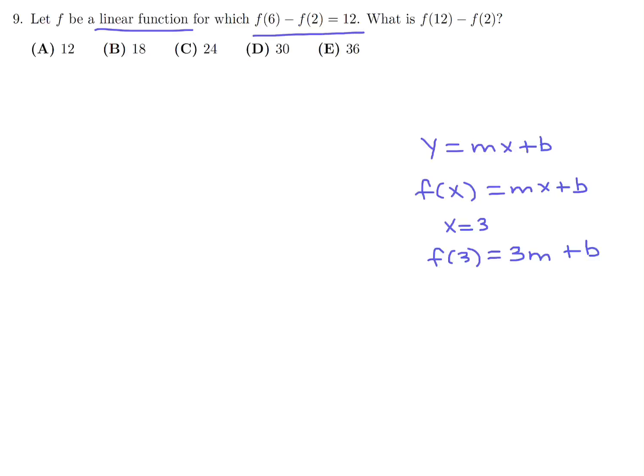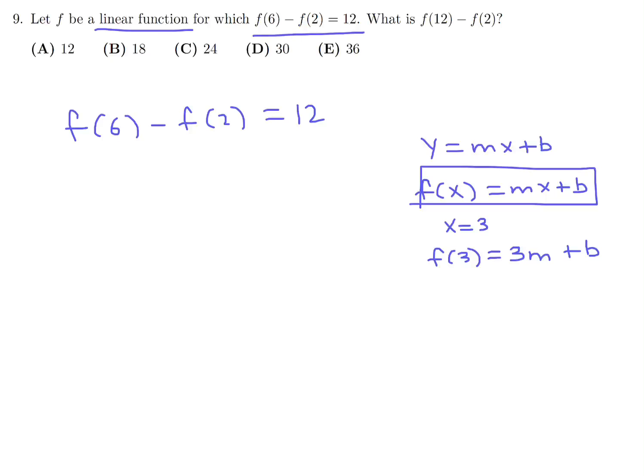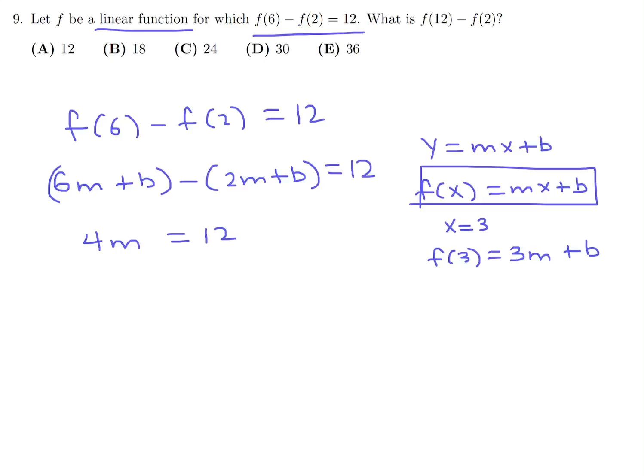So very similarly, that one, f at 6 minus f at 2 is equal to 12, would be basically using this guy right here, our linear function, 6m plus b minus 2m plus b is equal to 12. So that becomes 4m, and the b's cancel, is equal to 12, and therefore m is equal to 3. So our function f at x is actually 3x plus b, since we figured out the value for m.